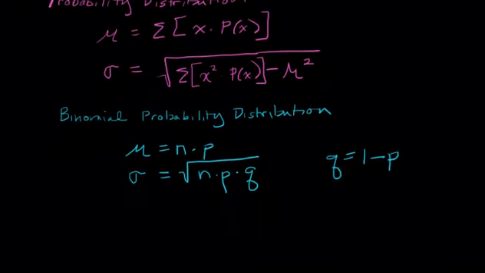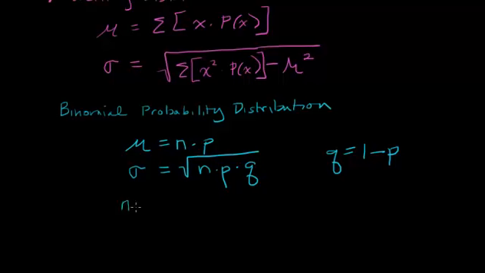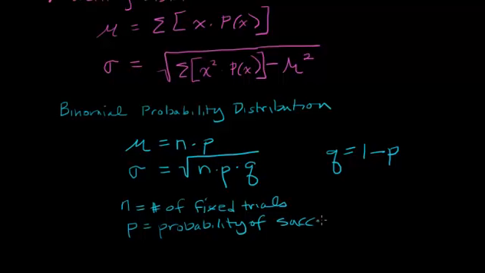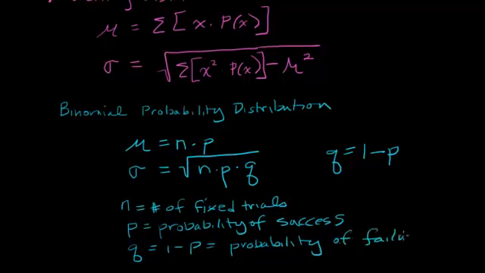Okay, so let me write those things down real quick. N is the number of fixed trials, P is the probability of success, and Q is the probability of failure, 1 minus P. Alright, so if we know we have a binomial probability distribution, we can use these simpler calculations. So let's look at an example where we get a chance to use those.